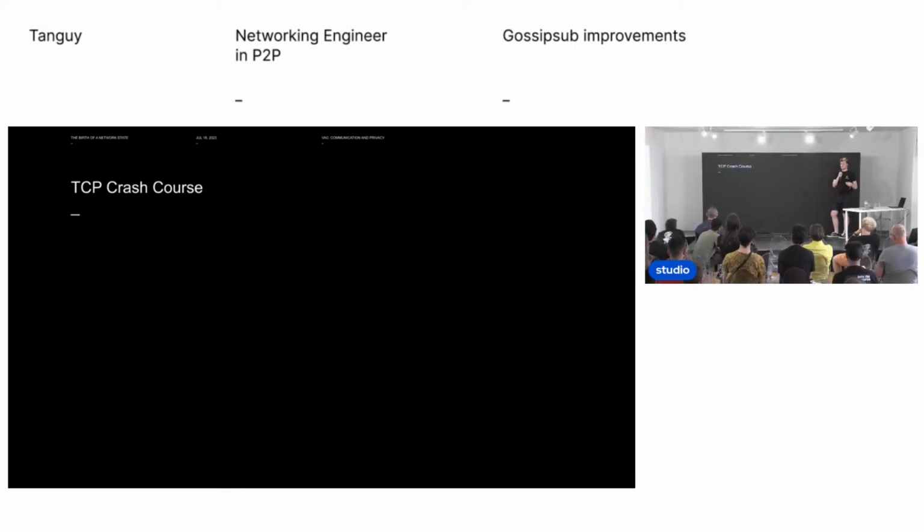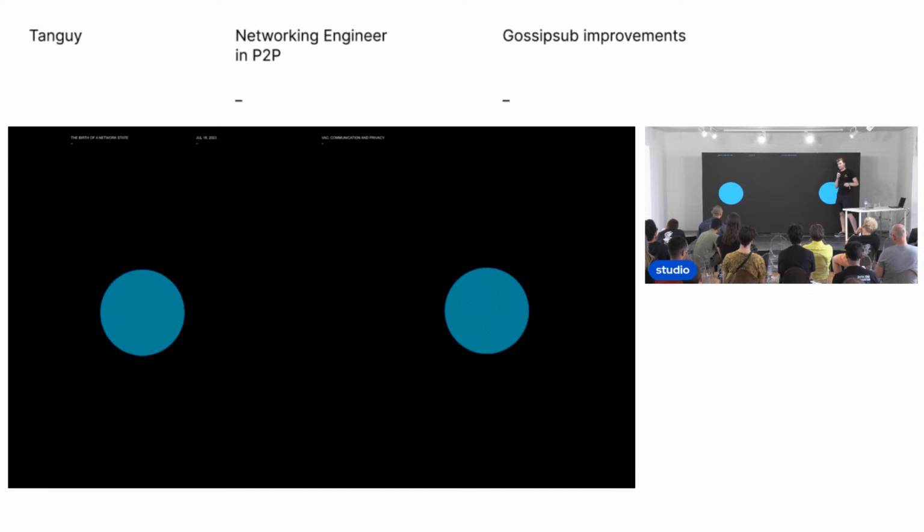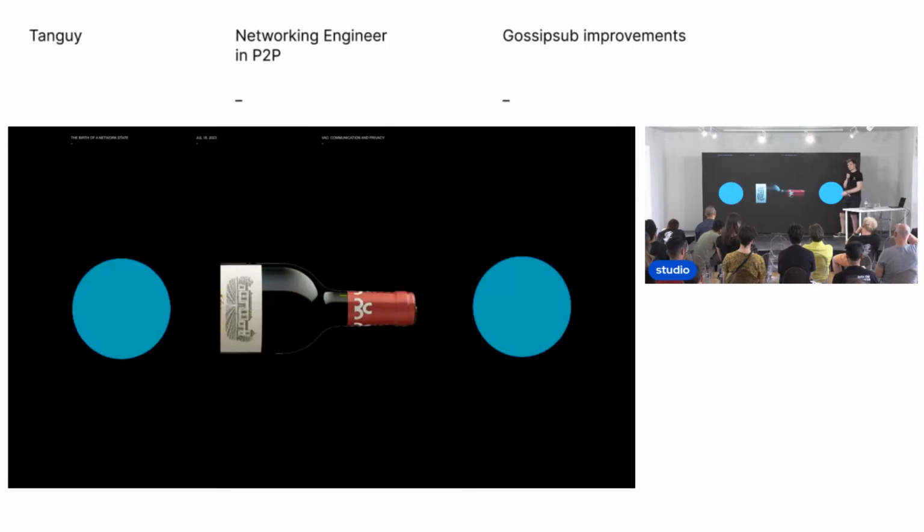So TCP is this protocol we use to connect two peers and send data between them. And the issue with doing that is that, let's say you have two nodes, and they want to talk with each other. They are connected via a link, like probably some wire, some underwater fibers, maybe some radio link, whatever. And somewhere along that link, you have a bottleneck. Yes, I'm French.